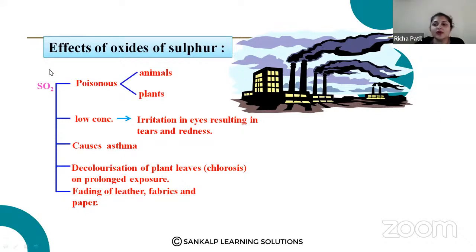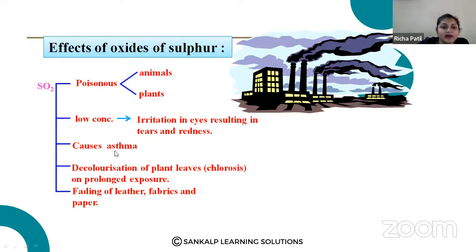So sulfur dioxide is poisonous for both animals and plants. Then whenever the sulfur dioxide is in low concentration, it will cause irritation in the eyes, which results in tears and redness of the eyes. So when sulfur dioxide in low concentration is released in the gaseous environment, it causes irritation in your eyes, which results in tears and redness of the eyes.